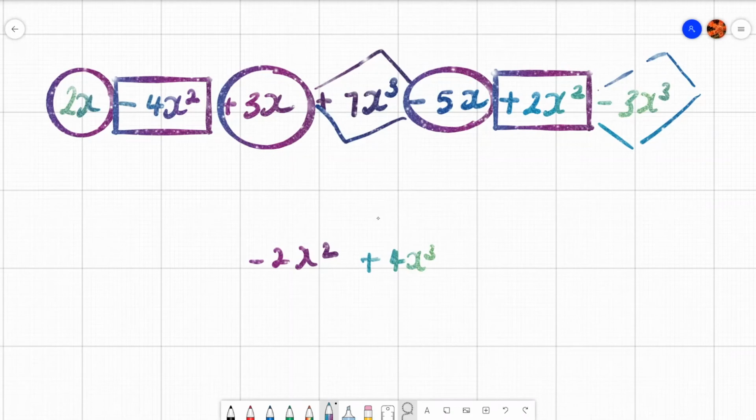Again, in this situation you can't really add these together because one's an x squared and one's an x cubed. X squared means x times x, and x cubed means x times x times x. They're totally different things, so we can't add them together. So don't be tempted in this situation to add them together.